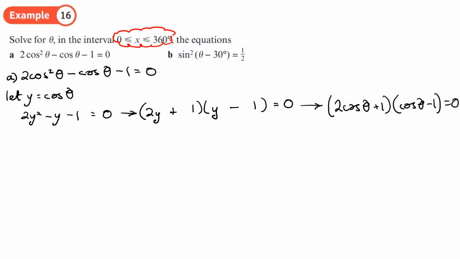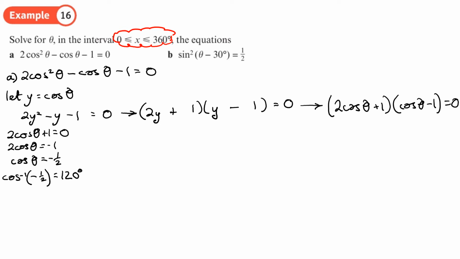Right, so let's have a look. From the first bracket, I get 2 cos theta plus 1 equals 0, which means that 2 cos theta equals negative 1, which means that cos theta is negative a half. Right, find the first solution. Cos inverse of negative a half. Let's do that. And I get 120 degrees for that one.